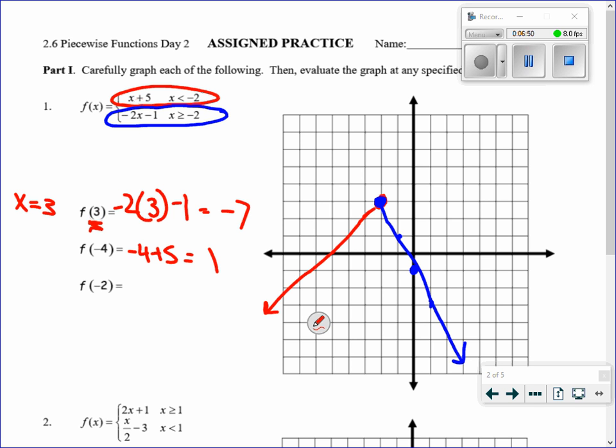Alright, and then lastly, we have f of -2. Should we use the first or the second one? So who can raise their hand and tell us why we should use the second one here? Why should we use that one, Joe? Yeah, the -2 is included. How do you know it's included? The "or equal to." So after we plug in -2, what's our output?